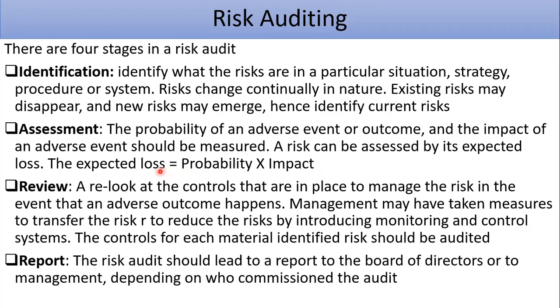risk happening. After this, you have to review, or take a relook at, the controls that are in place to manage the risk in the event that an adverse outcome happens. The management of the organization may have taken measures to transfer the risk or to reduce the risk by introducing monitoring and control systems. The controls for each material identified risk should be audited. And finally, a report would have to be put together on this auditing and then sent to the board of directors or to management.